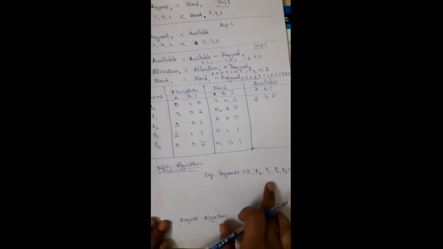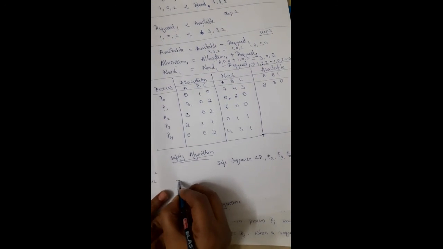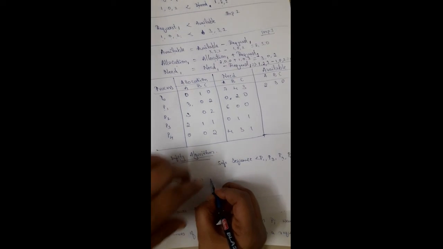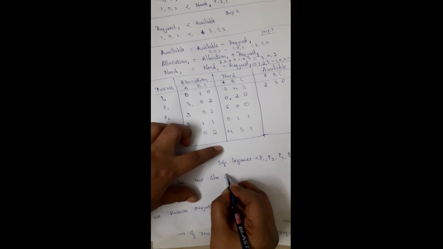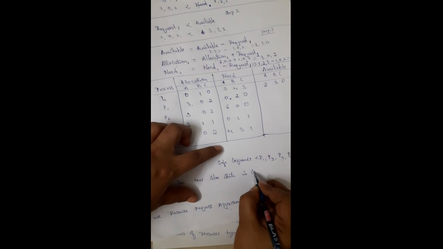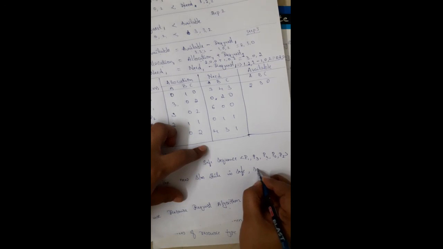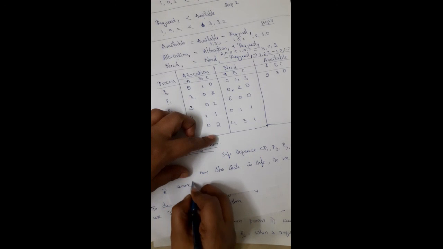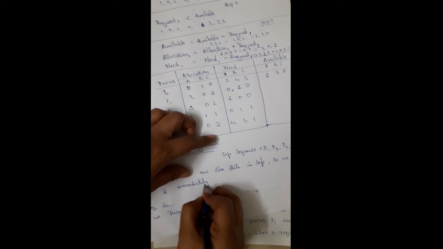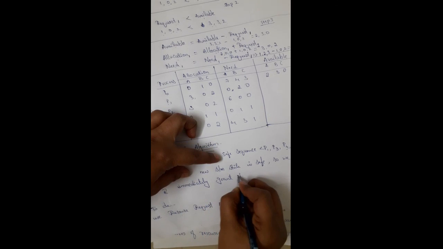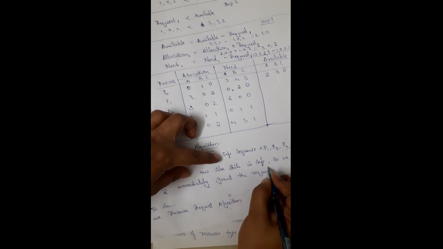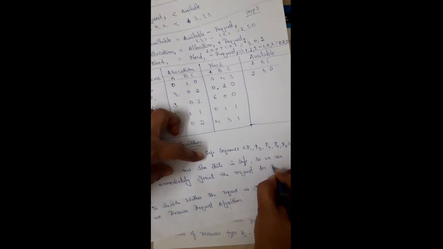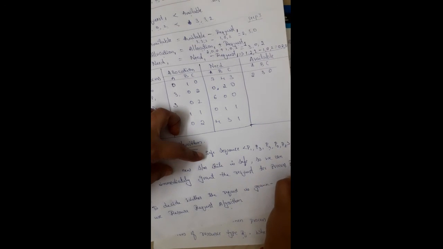So since it is a safe sequence, we can say the new system state is safe, so we can immediately grant the request. Grant the request for which process? That is process 1. I hope this is clear.